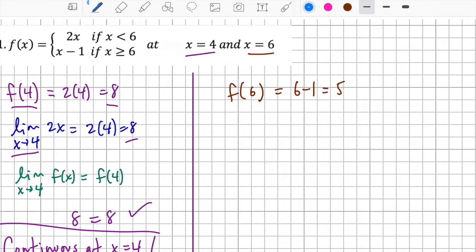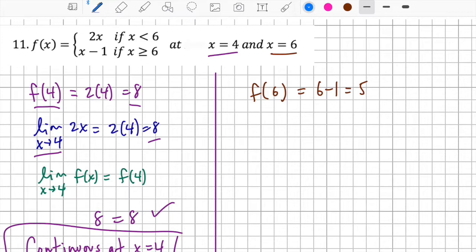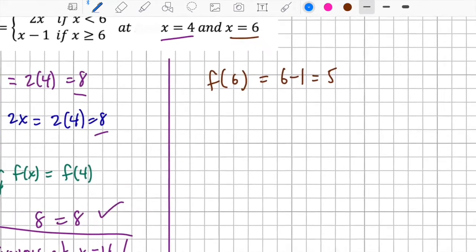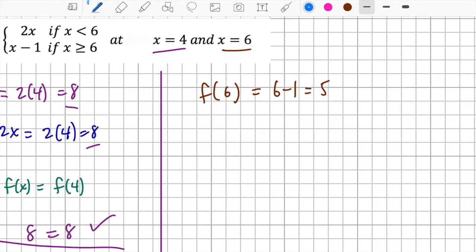Now we need to check the one-sided limits. You might ask yourself, why didn't you check the one-sided limits on the previous one? Because of the key point. At 6, before 6 we have 2x, but after 6 we have x minus 1. That's why we need to check the one-sided limits there. On the other one we didn't have to.